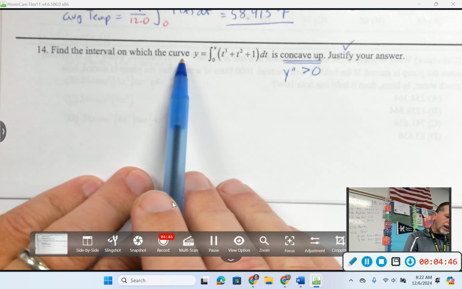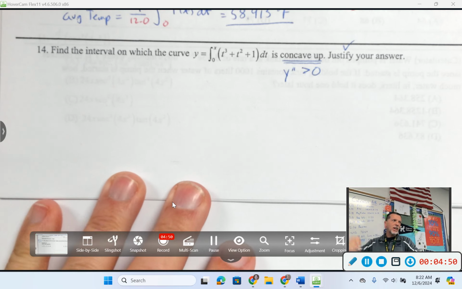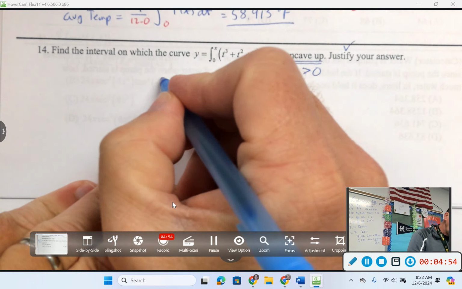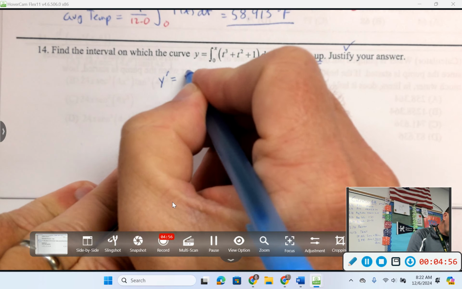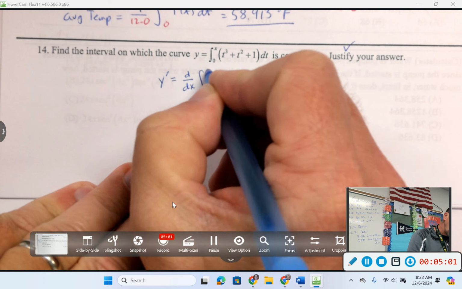So I need to take 2 derivatives of this thing. As always, there's no shortcut to a second derivative. You have to just take a derivative and then do it again. So that means take a derivative of this whole thing.